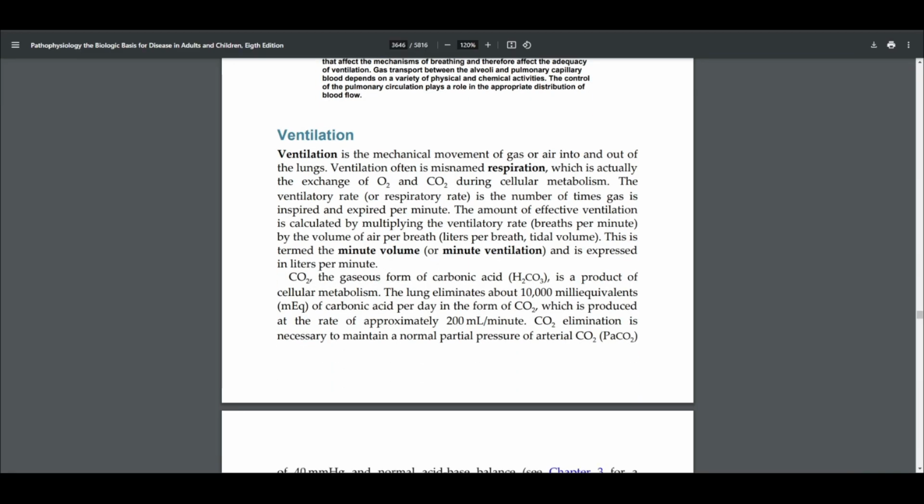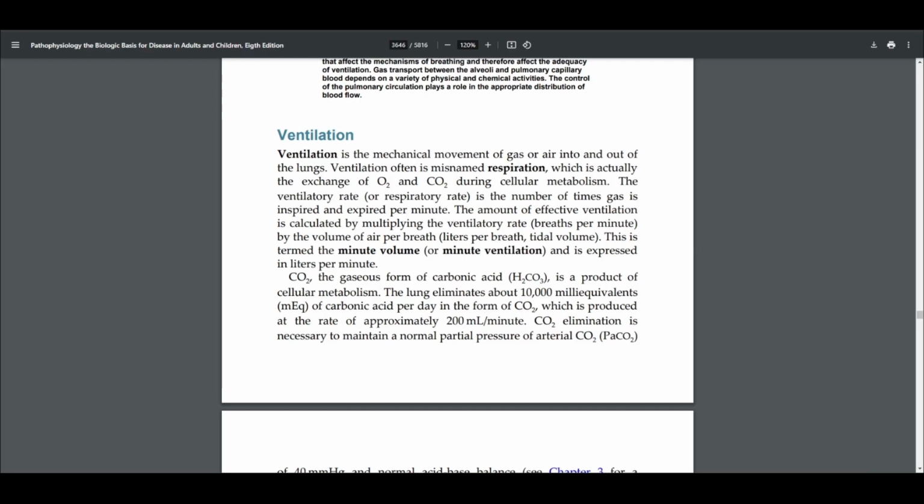Ventilation is the mechanical movement of gas or air into and out of the lungs. Ventilation is often misnamed respiration, which is actually the exchange of oxygen and carbon dioxide during cellular metabolism. The ventilatory rate, or respiratory rate, is the number of times gas is inspired and expired per minute. The amount of effective ventilation is calculated by multiplying the ventilatory rate, your breaths per minute, by the volume of air per breath, your tidal volume. This is termed the minute volume, or minute ventilation, and is expressed in liters per minute.